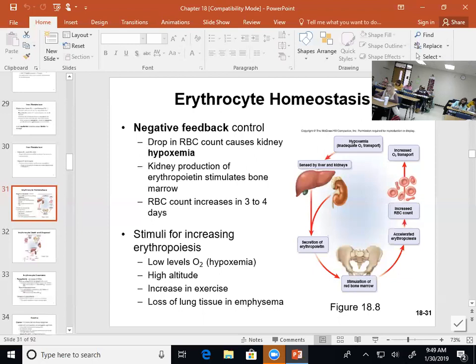The bad news about that is that people who have chronic lung disease are slightly hypoxic. Do their kidneys know it's because of the lungs, or do their kidneys just know that they're hypoxic? The kidneys just know that, so they're releasing erythropoietin. What's happening to their red count? It's going up. So what's changing in their blood? Their viscosity.